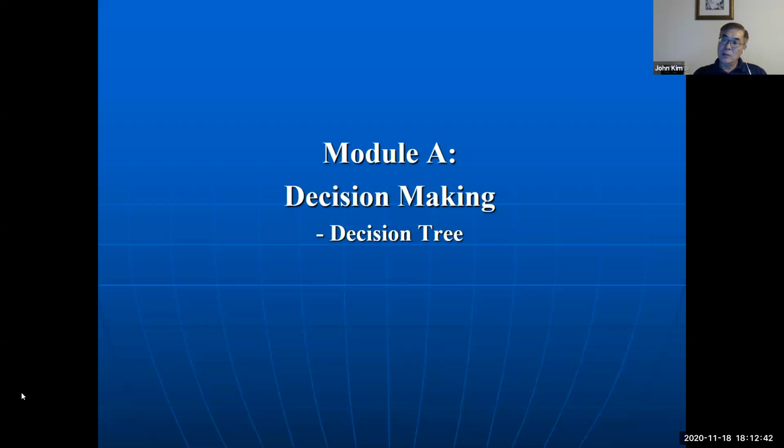So if we have certain information, and there are multiple alternatives, then we decide which one is the best option or best opportunity. Among the decision making tools, we will talk about the decision tree tonight.